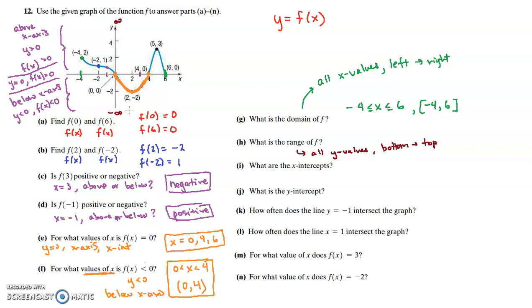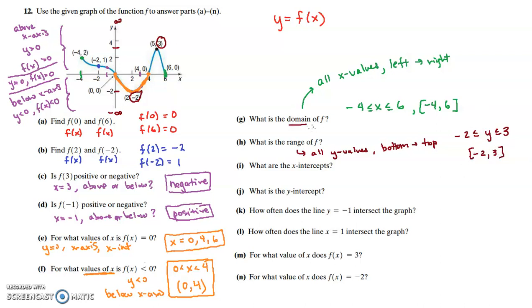So again, we're looking for where the graph exists. Down here, we've got nothing. The graph starts at -2, that's our lowest y value, goes all the way through to positive 3, that's our highest y value. So this is what I'm looking at, -2 and positive 3, and then there's no graph above that. So our range goes from -2 to positive 3, or as an interval, -2 to positive 3.